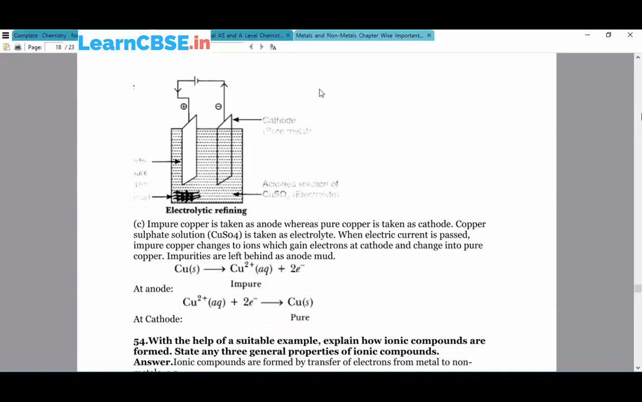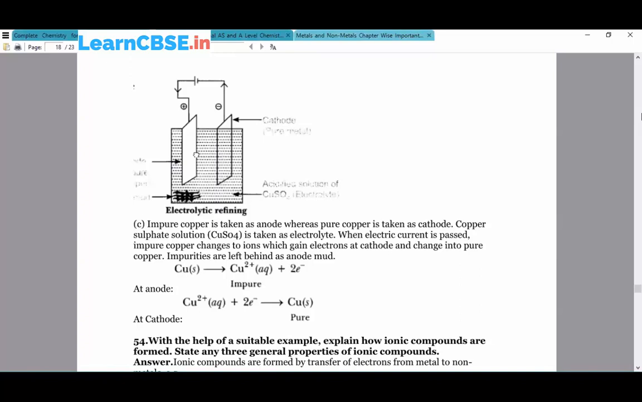So this is the diagram for the electrolytic refining. We have to take the pure metal as a cathode and the impure metal as an anode, and we have to take copper sulfate as the electrolytic solution. This we call anode mud. Once the electrolysis started, what will happen? The copper from the impure metal moves towards the cathode and deposits over here. So the mass of the anode decreases, the mass of the cathode increases.